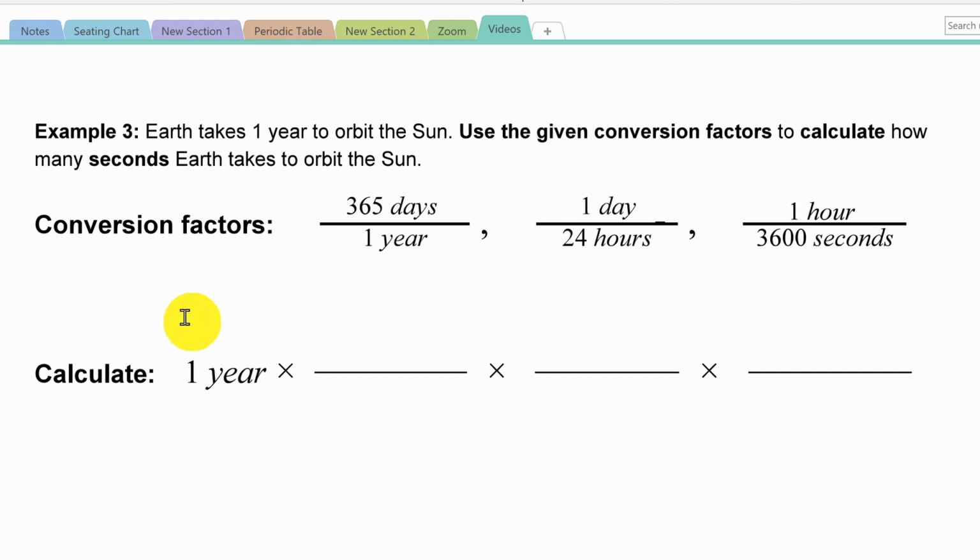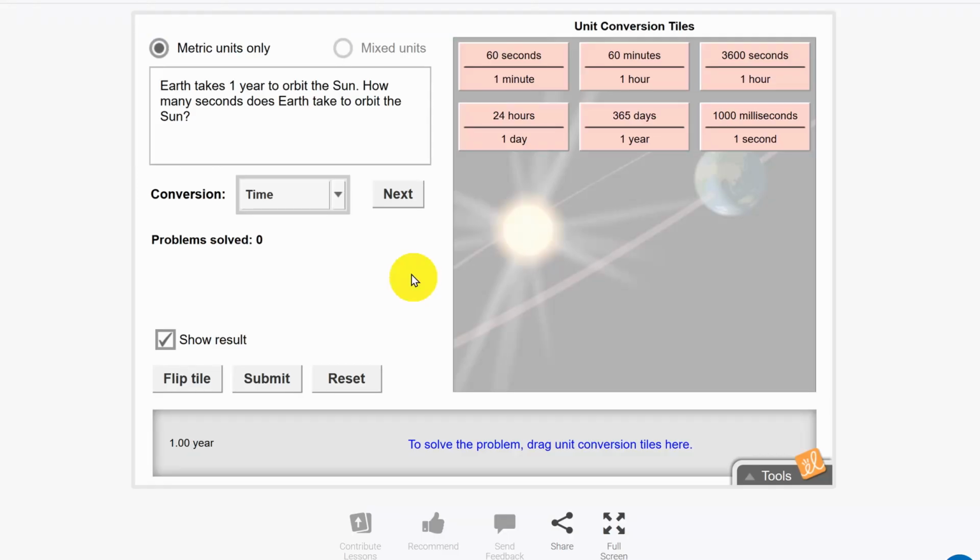Dimensional analysis allows us to line up conversion factors one after the other, enabling us to do multiple conversions at once. I'm going to show you what I mean using this website called Gizmos. This right here is the same problem as example 3. In the top right corner are conversion factors that can be dragged over to the bottom here to calculate the answer. To start, we want to go from years to seconds.